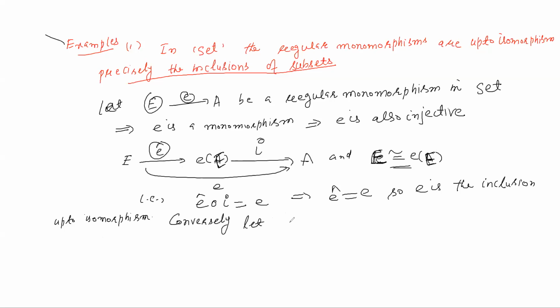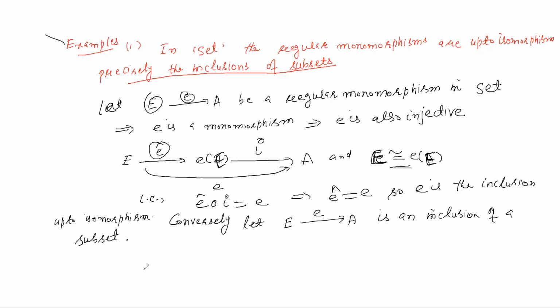Now, conversely, let small e, E to A, be an inclusion of a subset. Then I will show that it is a regular monomorphism. So it should equalize a pair of morphisms.